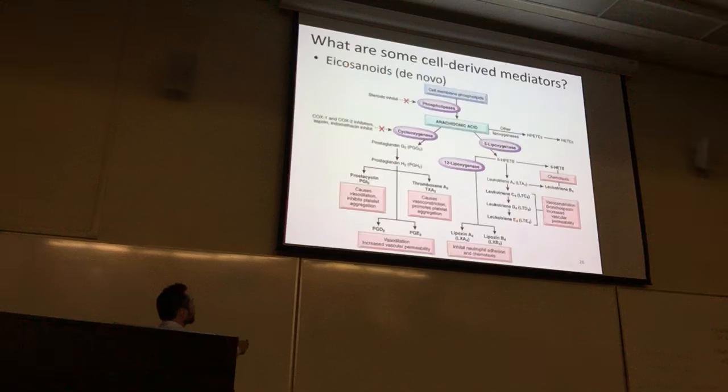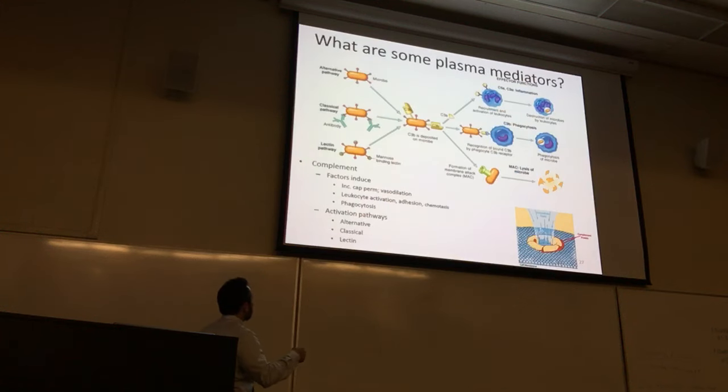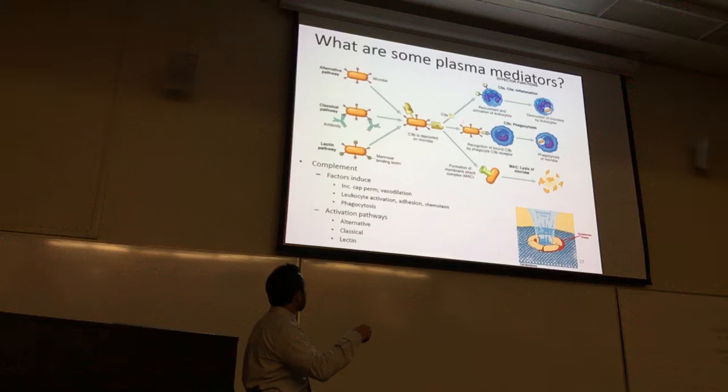So there are three activation pathways. I don't really care that you can discriminate amongst them. Just understand that these three pathways ultimately converge. And here is our outcome. Here's inflammation utilizing the C5a and C3a complements. Phagocytosis utilizing C3b. And then the formation of a MAC complex.